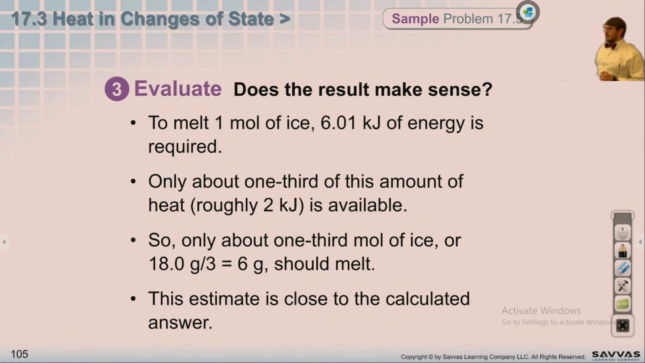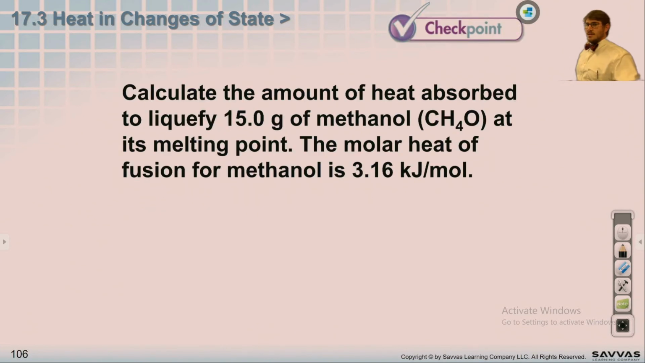To melt 1 mole of ice, let's just see if this makes sense. We're saying to melt 1 mole of ice, 6.01 kilojoules is required. That's just stating a factor. If we have about a third of this amount of heat, 2 kilojoules, about a third of 6 kilojoules, then only about 1/3 of a mole of ice would melt, which is about 6 grams. So the estimate's close to the calculated answer. Pause and reread if you need to, if that was a little confusing. Okay, let me just shift a little bit.